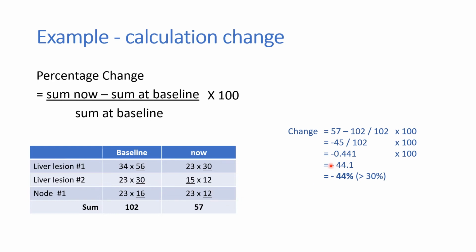And you can see that it's reduced in size by 44%. So that's a greater than 30% reduction, and therefore it's a partial remission. Partial response.